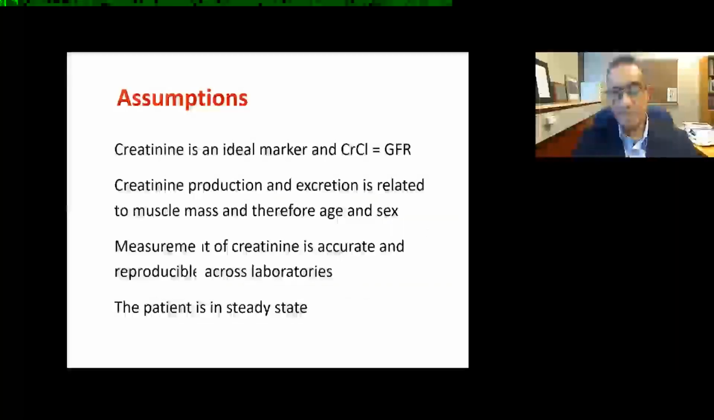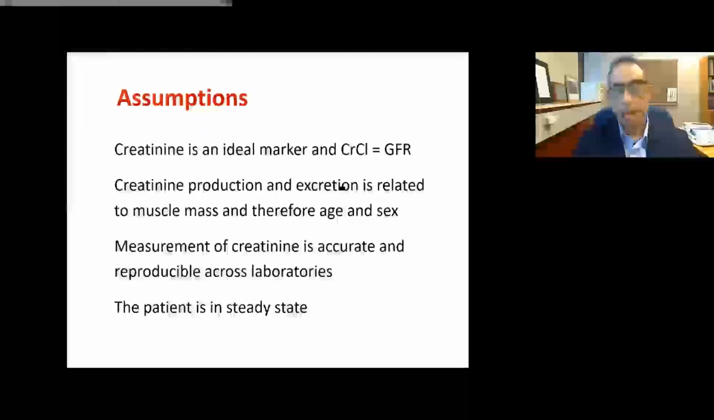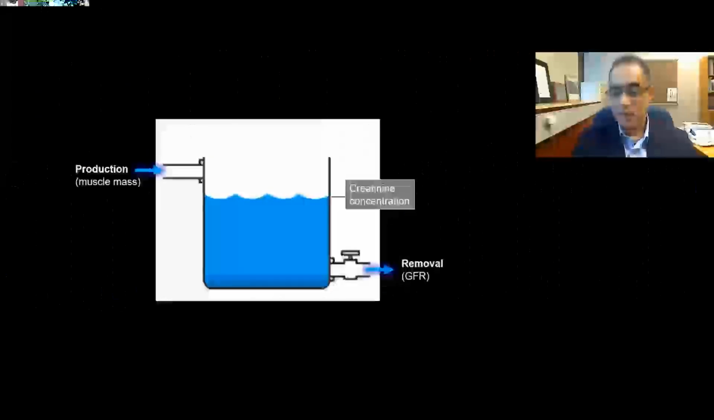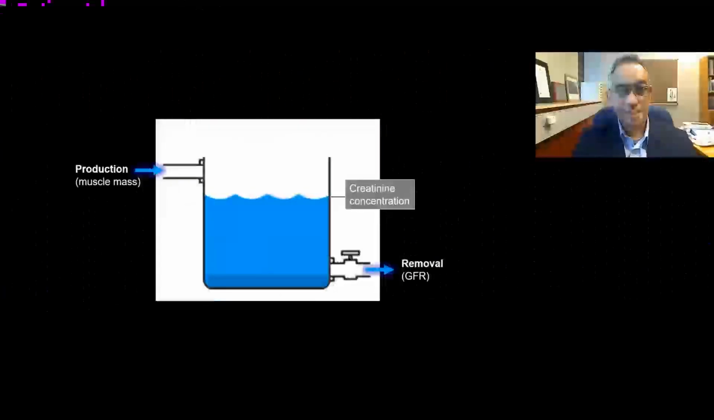I always use this analogy of the water tank, where the water level is the creatinine concentration. If the creatinine concentration, or the water level, is constant, this means that the inflow is exactly equal to the outflow. In other words, the daily production of creatinine from muscle is exactly balanced by the removal via the kidneys, in other words, the GFR.